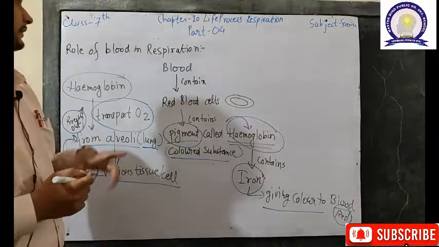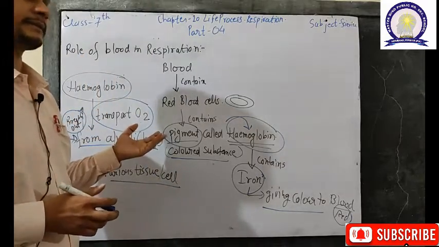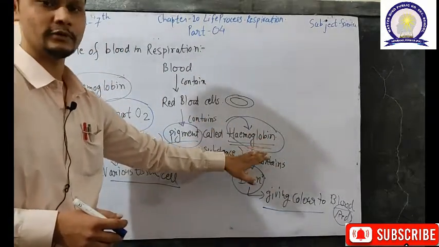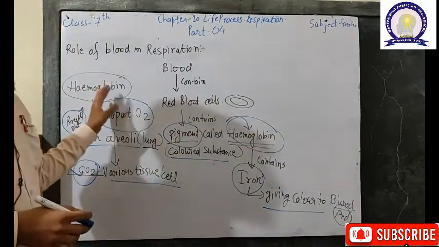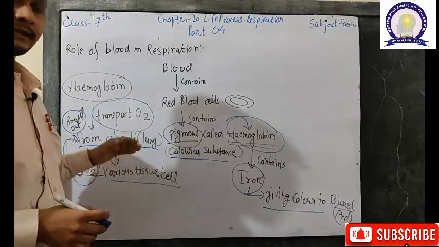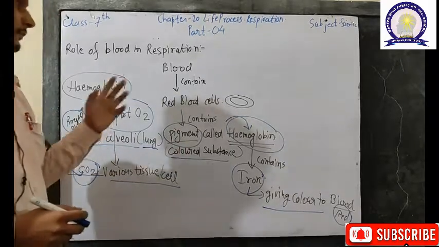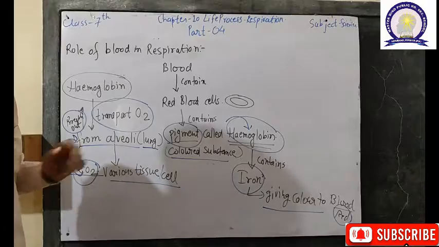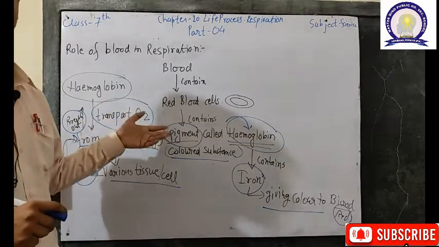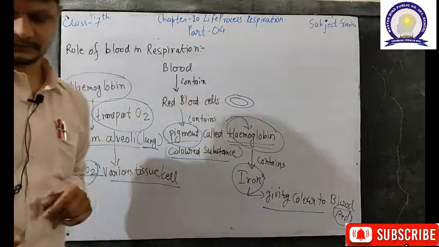So here you can see that the prime function of the blood or red blood cell, also called hemoglobin, is to transport oxygen from the outer environment or from the lung cavity to the body organs, and carry the CO2 from body organs to the lungs. So this is the prime role of blood, or the prime role of the hemoglobin. Now in the further section we discuss respiration in plants, and the relation between respiration and photosynthesis in plants.